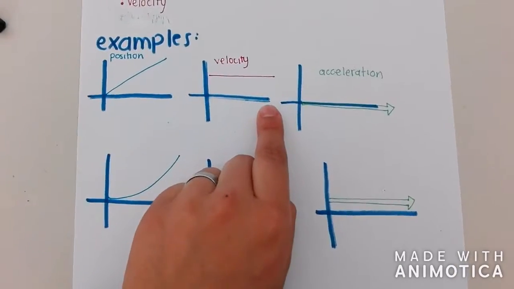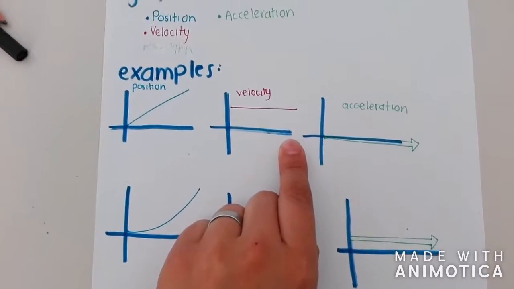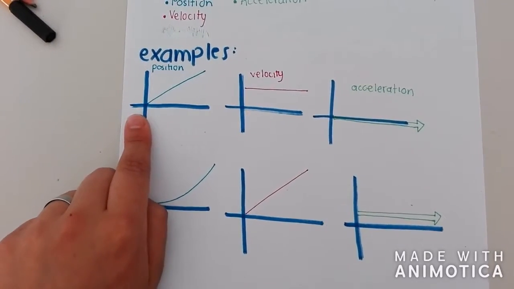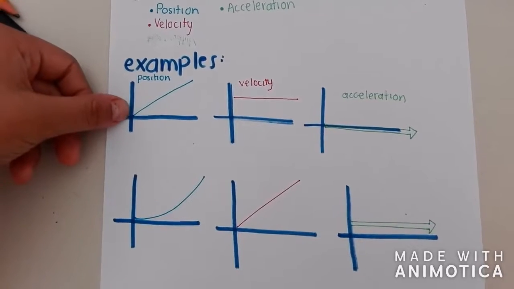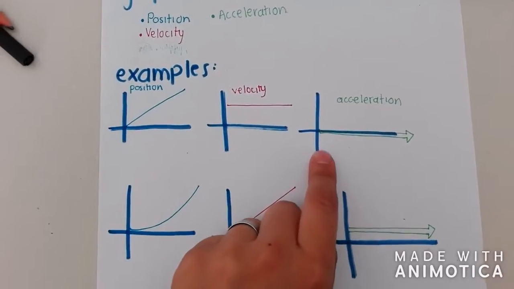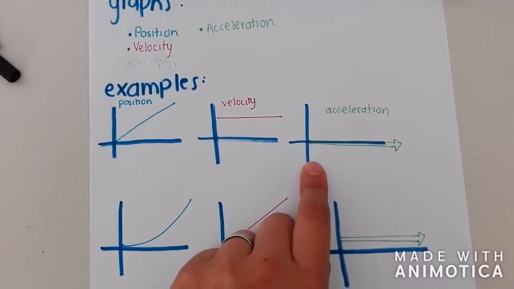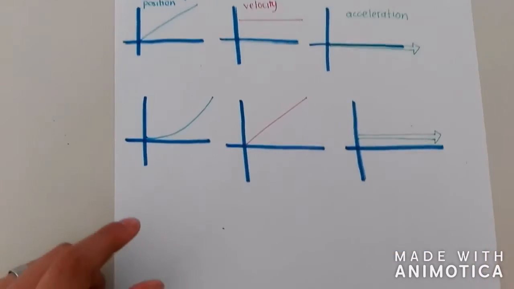When the velocity is constant, the velocity will not increase or decrease, and this means that the position will go in a positive slope. Then we have the acceleration, that will always be 0 because the velocity is not changing.